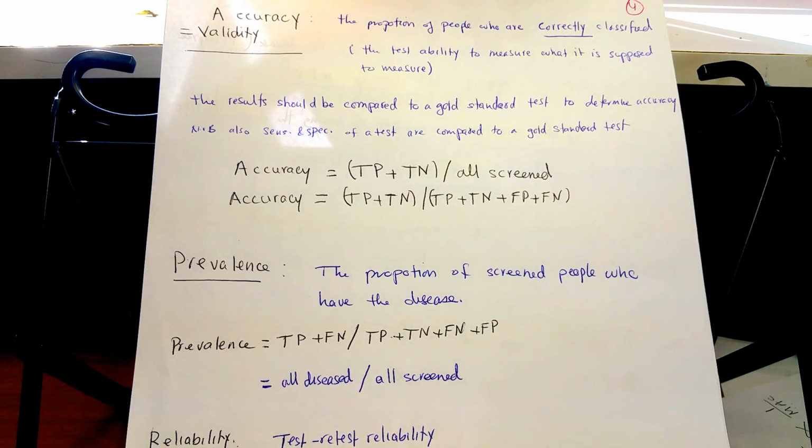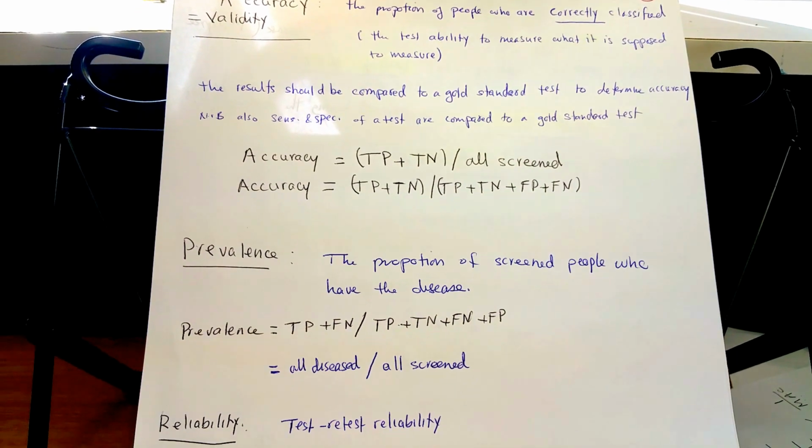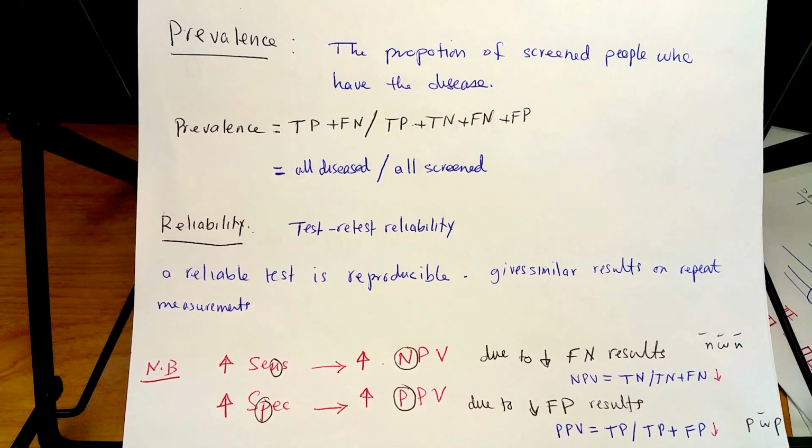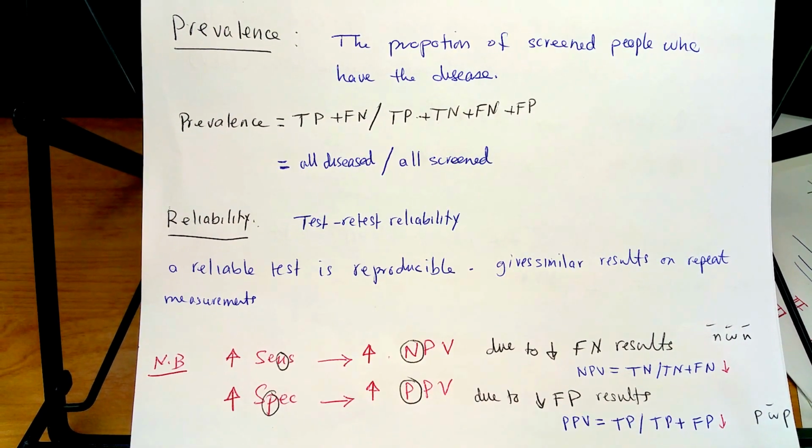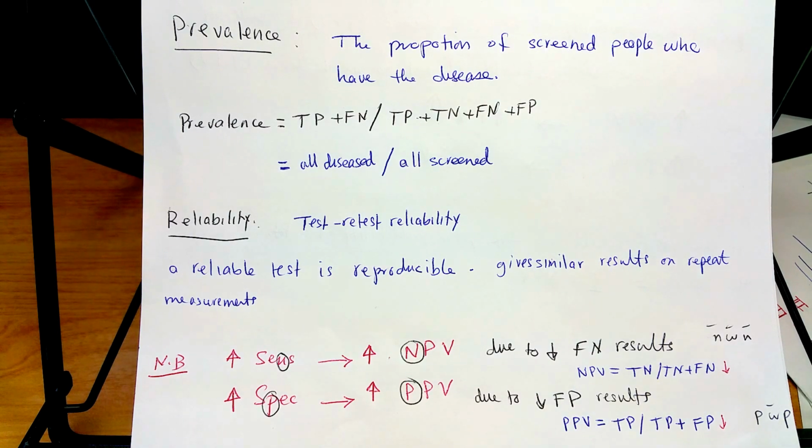The prevalence is the proportion of screened people who have the disease. We say this disease is prevalent. So all diseased among all screened. All diseased are the true positive plus false negative among all screened people.